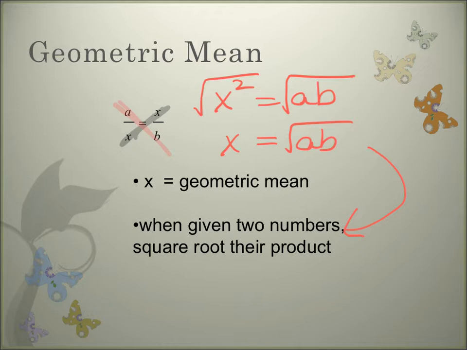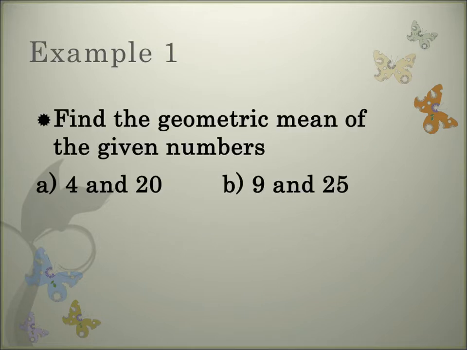So let's try the first examples. So let's practice this. It says to find the geometric mean of the given numbers. So remember, the definition of a geometric mean is to multiply the 2 numbers and then square root the answer. So now, what I can do here, I have 2 options of doing this. I can either just take the numbers, multiply them, so 4 times 20, get 80, and then square root that. But then again, remember, if I need to break this down.